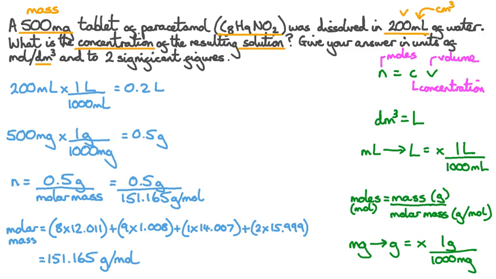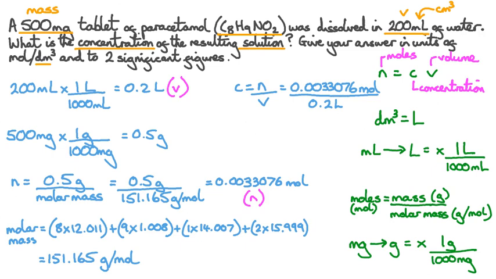We can now use this to work out the number of moles of our paracetamol. So N equals 0.5 grams divided by 151.165 grams per mole, which gives us 0.0033076 moles. Now that we have both N and V, we can use N equals CV to give us the concentration. Rearranging our equation in terms of C, we get C equals N divided by V.